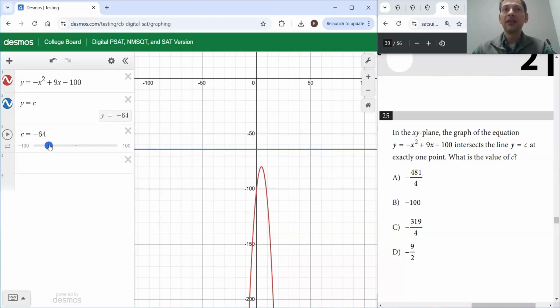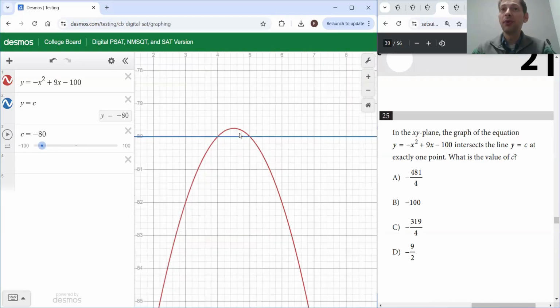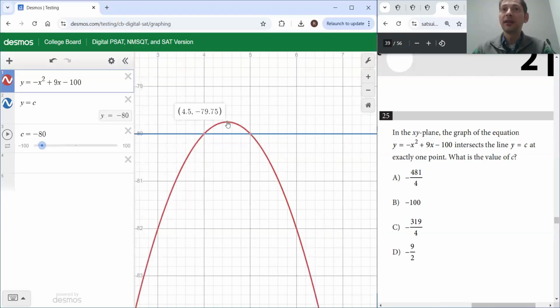And for different values of c, so this is c is 68, 64, 60. And you're looking for where it intersects at exactly 1 point. Well, here it intersects at 2 points, right? So we can very quickly see that it'll only intersect at 1 point right here at the vertex.